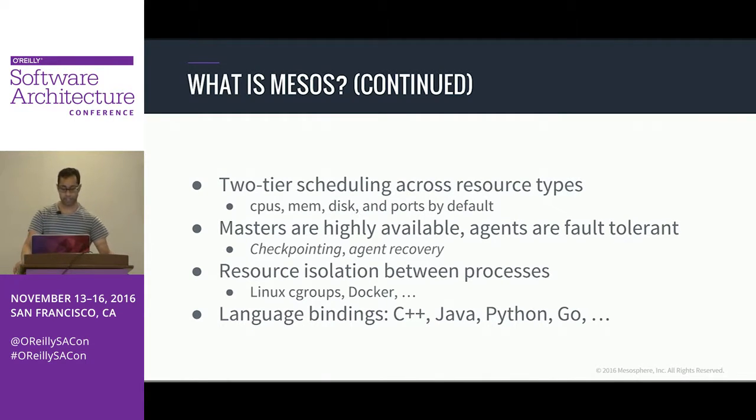OK, so a few other facts about MESOS. MESOS is highly available, which is great, because you're running 10,000 nodes on it. You don't want the system that's running all those nodes to go down. The agents are fault tolerant, so you could take the masters down, and your applications would still run. You can take the agents down, and MESOS would still be scheduling tasks somewhere else in the cluster. So that works really well.